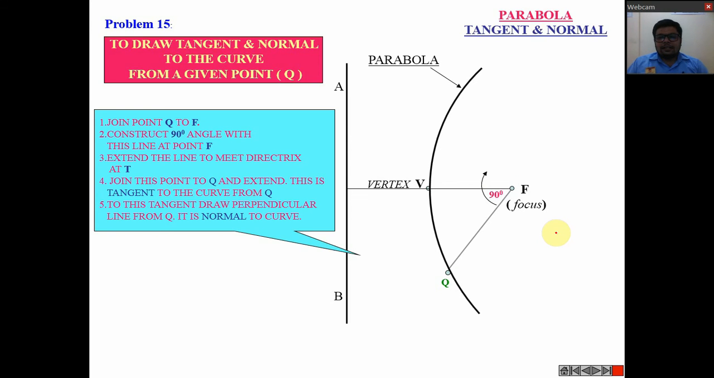Then take the 90-degree angle and draw one line which is intersecting the directrix, that is the AB line. From that intersecting point, you have to draw one line which is passing through point Q. That is our tangent. And through point Q, if we draw a line which is 90 degrees to the tangent, then it will indicate the normal NN. So in this way we can generate the tangent and normal for the parabola, the same method which we went through in the previous problem.